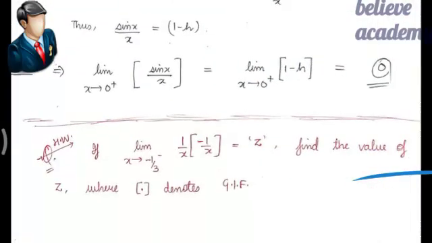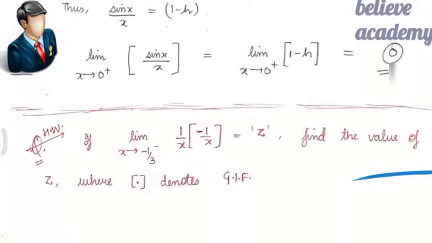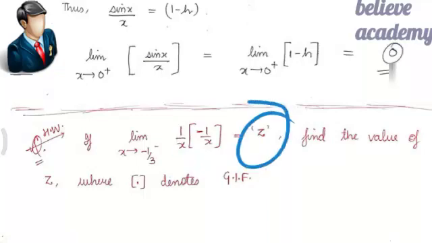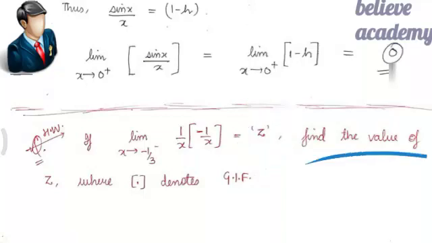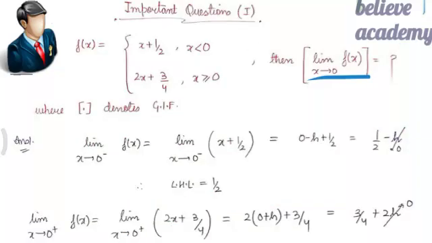Now the homework for this video is that please do the homework very honestly, because a lot of effort goes into making the videos. So do the homework properly, only then will you get success. If the limit x tends to minus 1 by 3 from the minus side, that is minus 1 by 3 minus h, basically, of the greatest integer function of 1 by x into minus 1 by x, the value of this limit comes out to be equal to z. Find the value of z, where the brackets denote the greatest integer function. Please let me know.